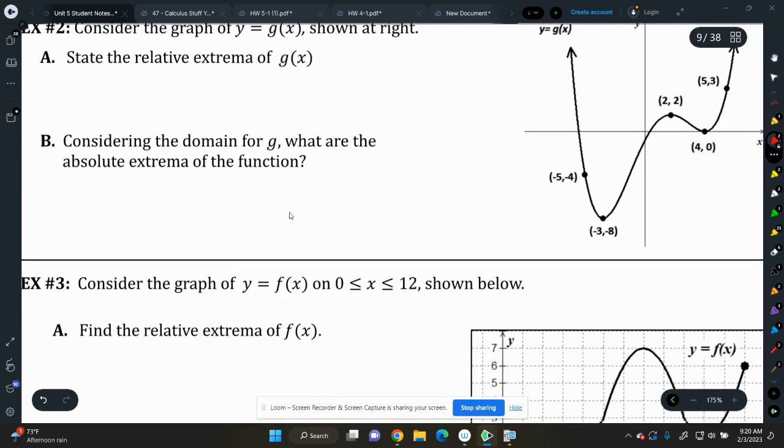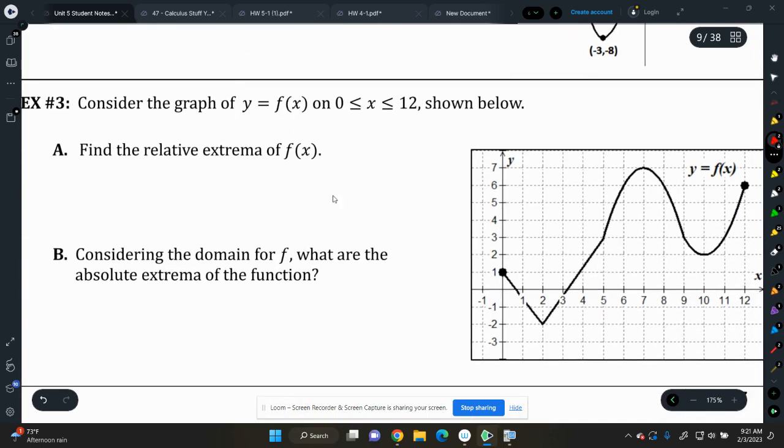All right, let's move on down. So let's look at this example 3. Is this a closed interval or an open interval that we're referring to? Closed, because it's including the 0 and the 12. Okay. So find the relative extrema of f of x. Relative extrema means a maximum or minimum.